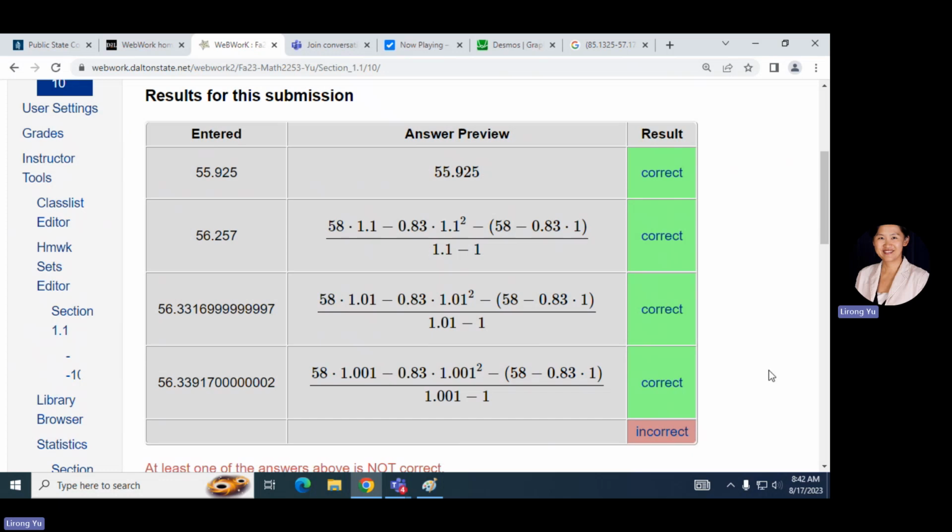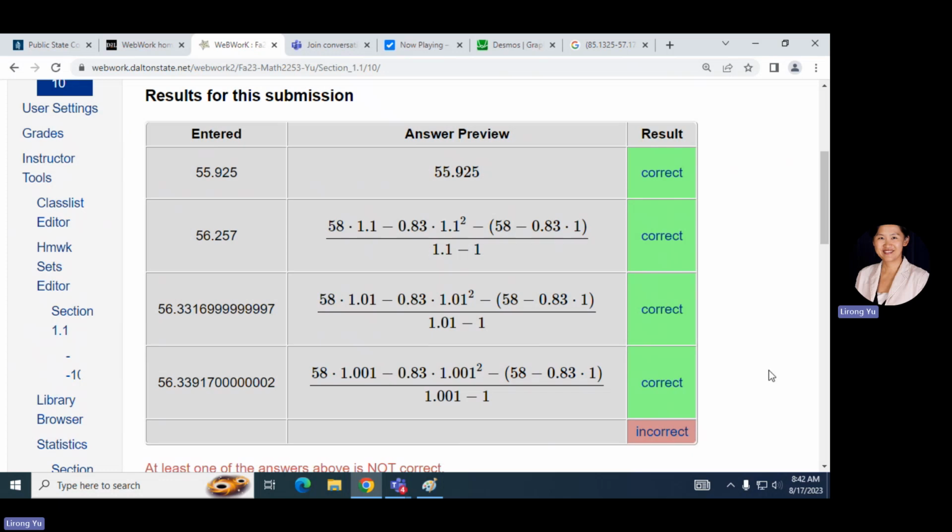One of the reasons we do numerical calculation is hoping to find, if the average velocity over shorter periods of time is given by these, then what is the instantaneous velocity, which will be the limit version of all these. So you can see 55, 56, 56.33, 56.339. So I'm guessing the final answer will be 56.34.